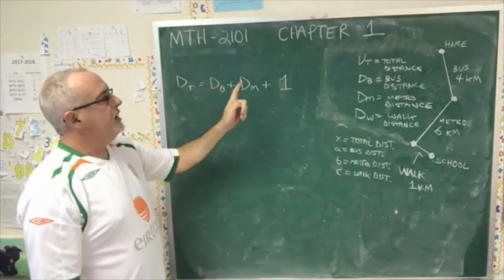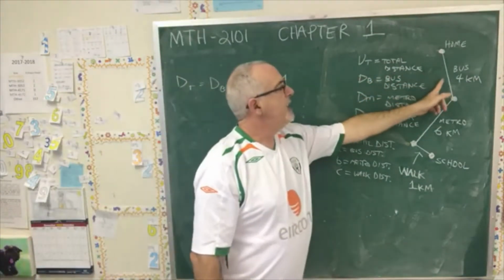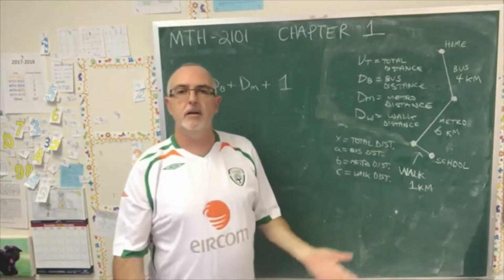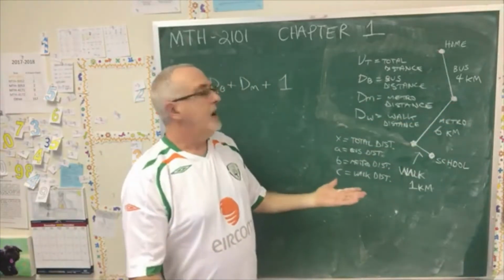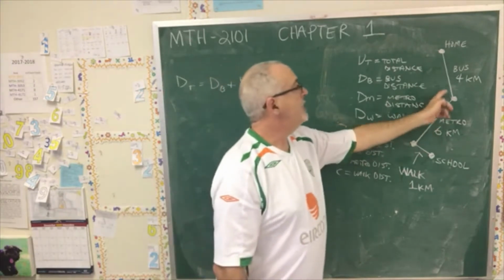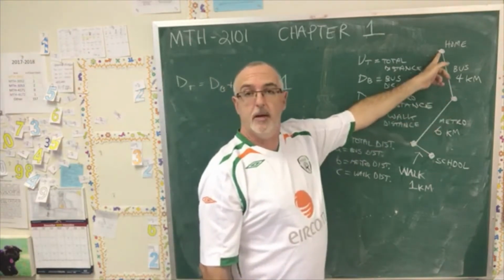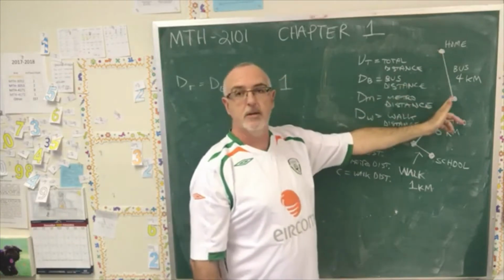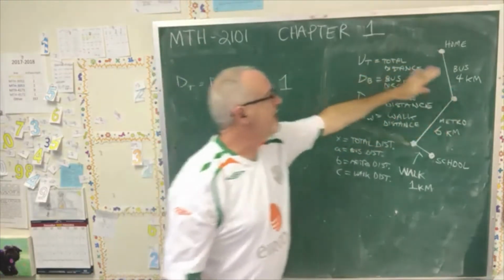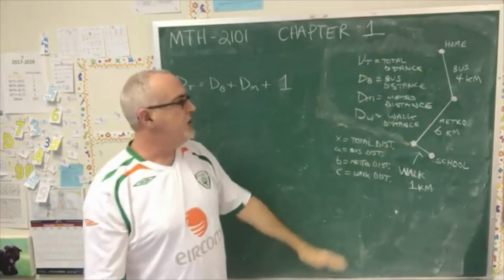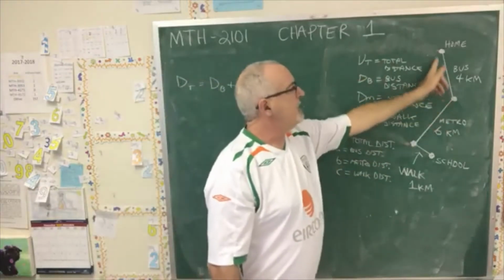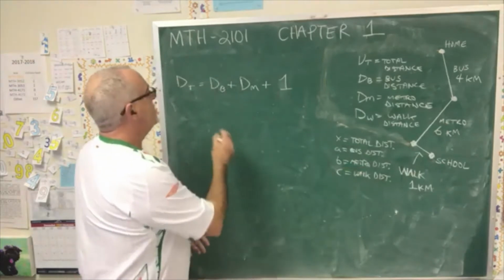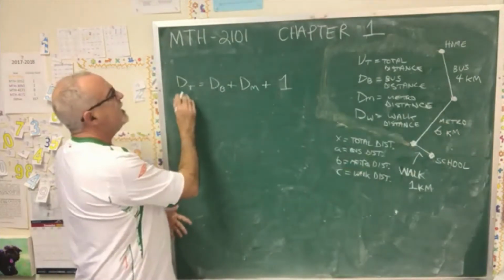But what if I got on the bus and I got all the way to the metro stop and then I realized I forgot my homework? I get back on the bus and I go all the way back home and I pick up the homework, and then I get back on the bus and I go all the way to the metro station again. So it's the same route to get to school as usual, except that I tripled the bus distance by riding the bus 3 times. So how can we express this?